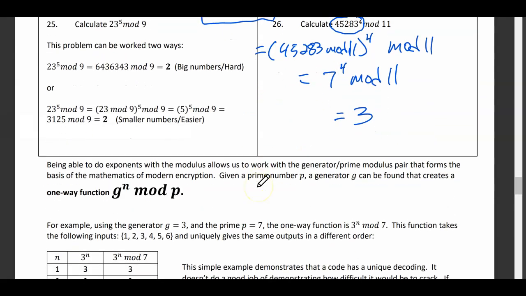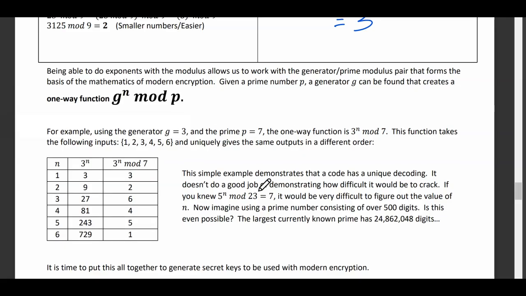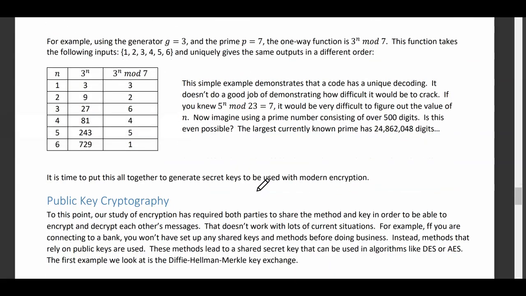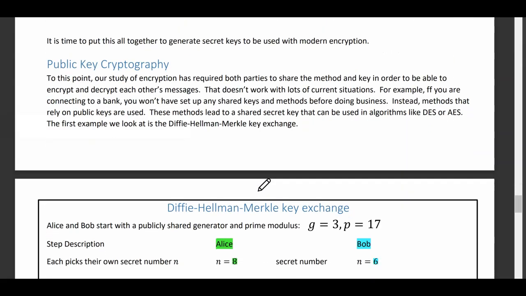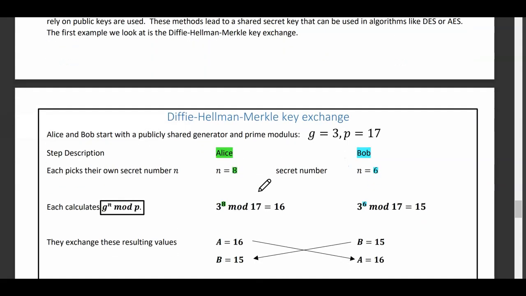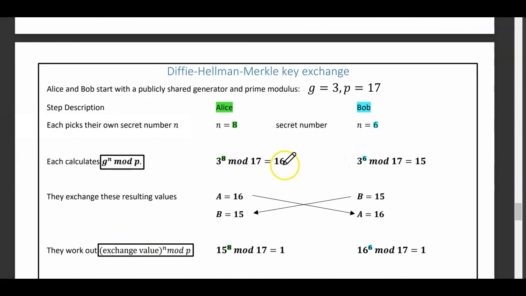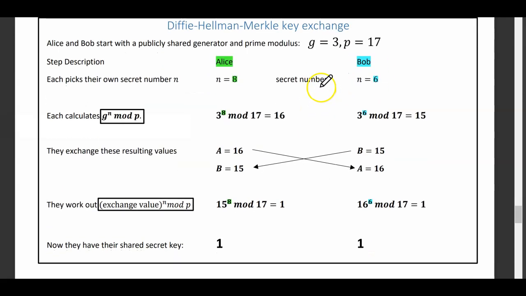All right, now we get to the final thing. There's public key encryption or cryptography. This is the Diffie-Hellman-Merkle key exchange. Basically, Alice and Bob start by being given a certain generator and prime modulus, and these numbers have to be really well thought out. This is not an easy thing to start with, but there's lists of things you can start with.